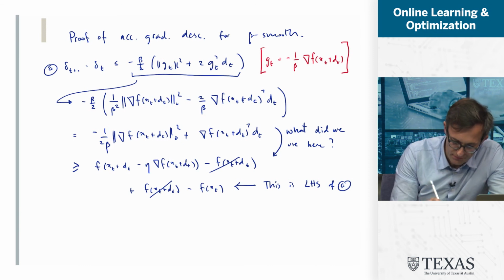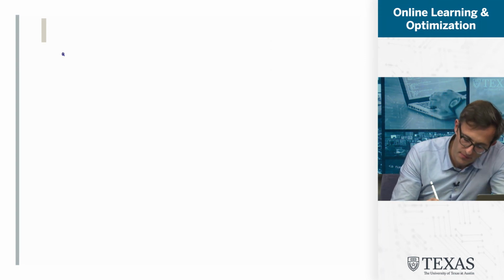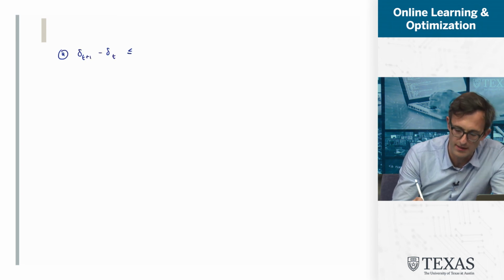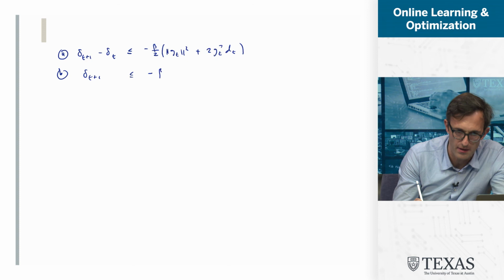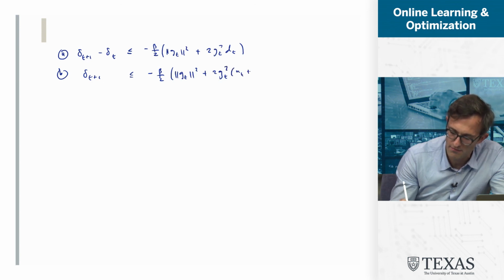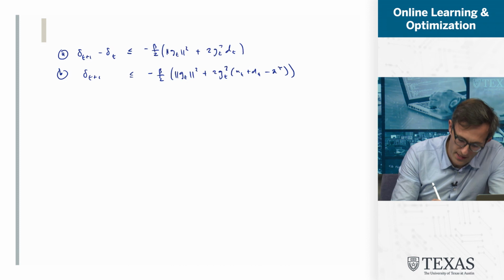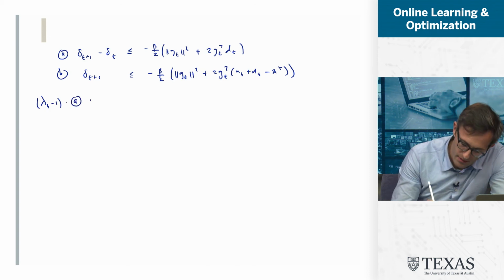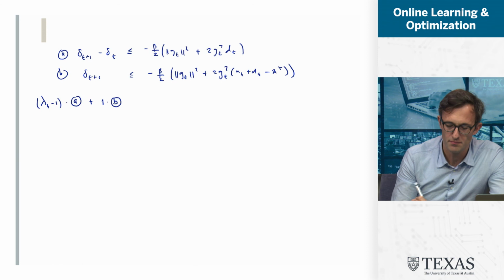Okay, let's keep going. So let me remind you, we've got A, which is delta t plus 1 minus delta t is less than or equal to minus beta over 2 times gt squared plus 2 gt transpose dt. I've got something similar for B, delta t plus 1 is upper bounded by minus beta over 2 times gt squared plus 2 gt transpose xt plus dt minus x star. And I'm going to take a convex combination of these. So I'm going to take lambda t minus 1 times A plus 1 times B.